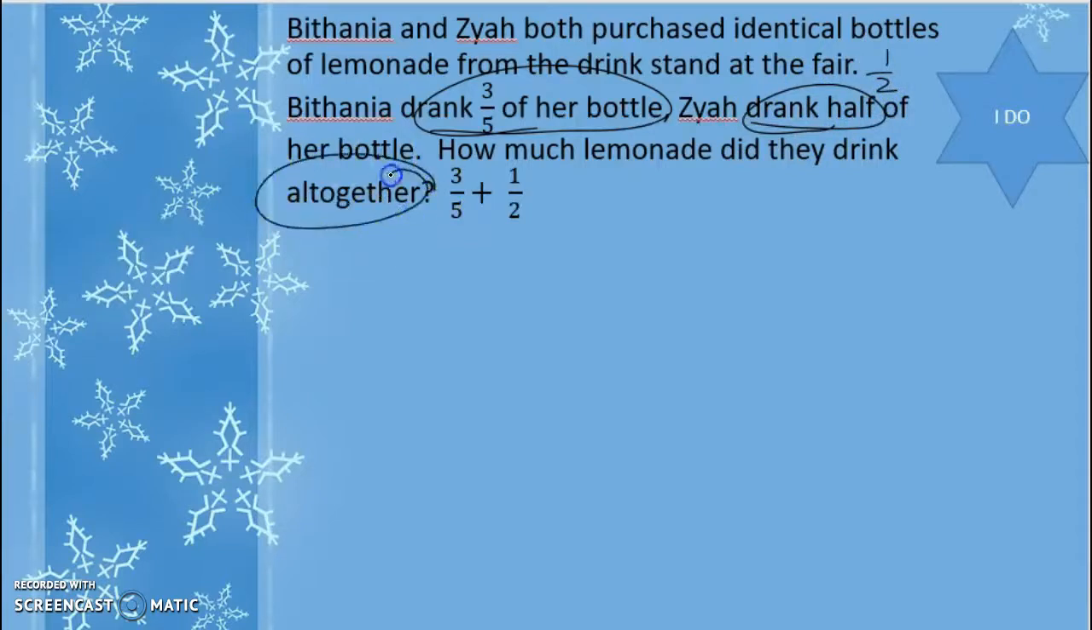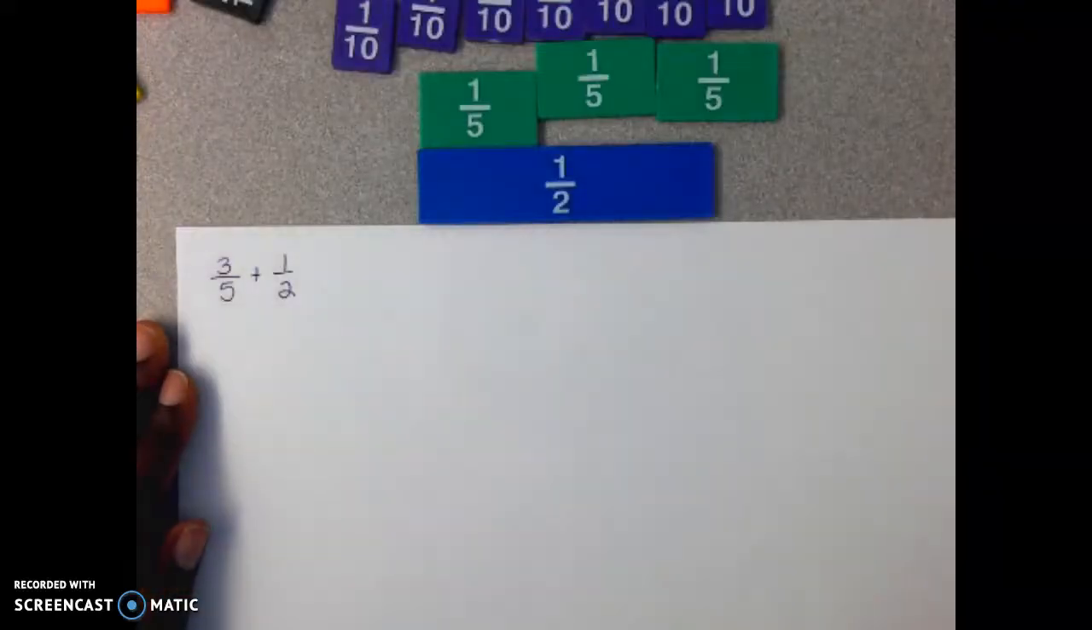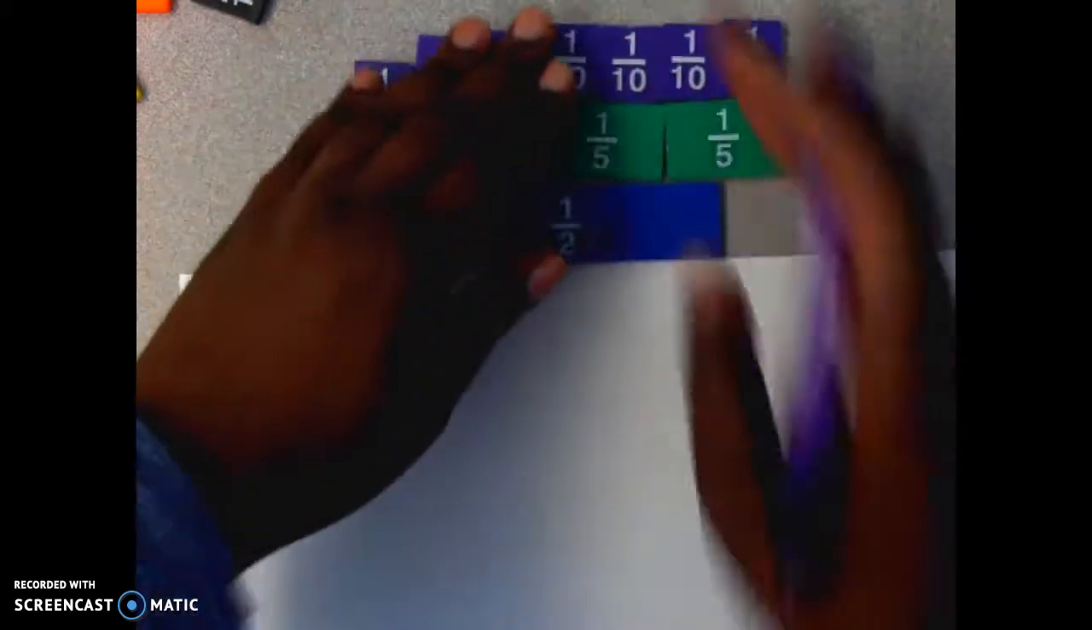Because it says all together, we know that our operation is going to be addition. And we need to add these two fractions together. How on earth are we going to do that? Okay, as you can see, I have my fraction bars here to help me solve. I do know that I have 3/5 plus 1/2. And we said we were going to use models to help us.